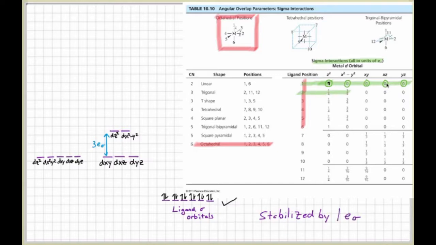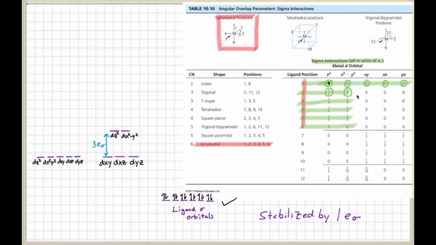At ligand position 2, that orbital is stabilized by its interaction with the dz squared and the dx squared minus y squared by 1/4 and 3/4. And so that's also 1 unit. And then ligand positions 3, 4, and 5 are stabilized by a similar amount, totaling 1.